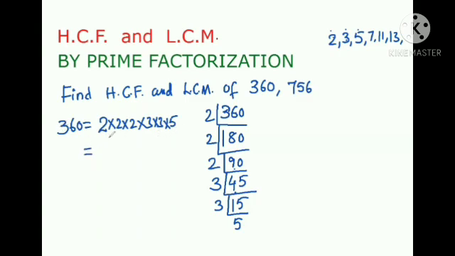Now this can be written in the power exponential form also. So we can write this as 2 to the power of 3, 2 multiplied 3 times. 3 to the power of 2, 3 multiplied 2 times. And 5 is one time only. So this is the prime factorization of 360 in exponential form. Now let us find prime factorization of 756.